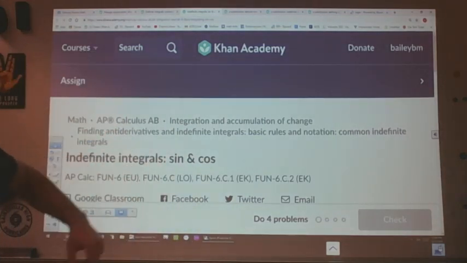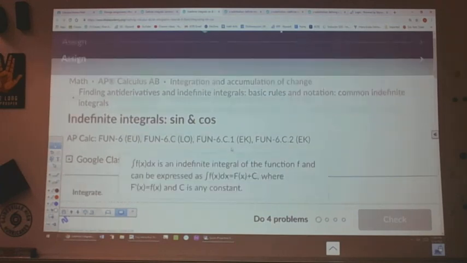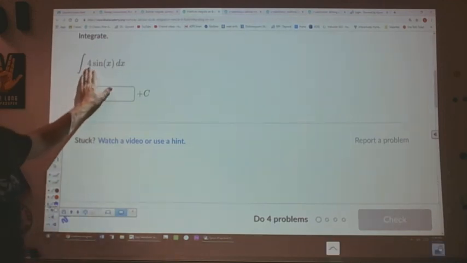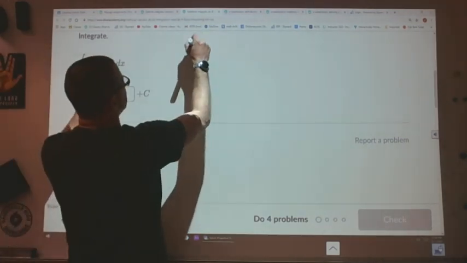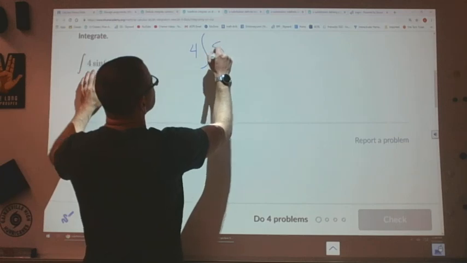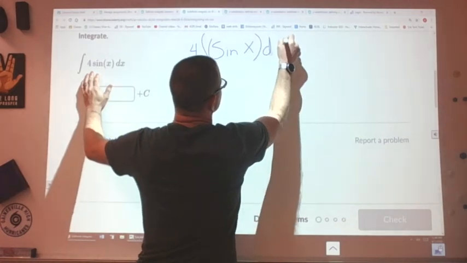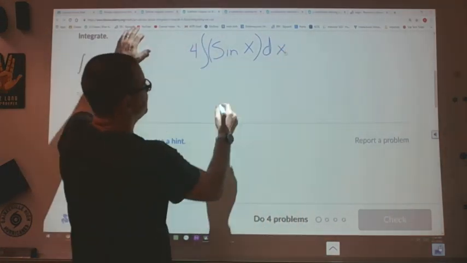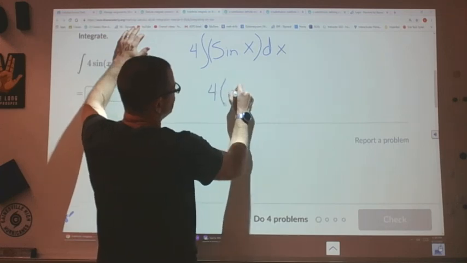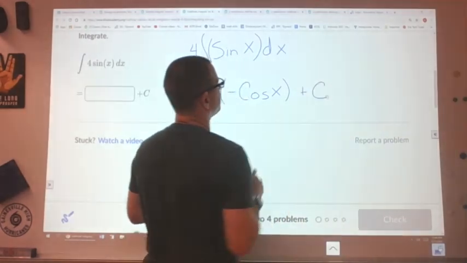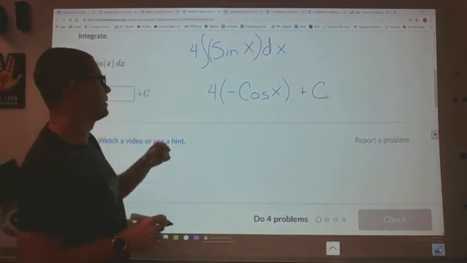Let's look at sine and cosine. So a little bit of the trigonometry. Obviously, we would like you to know more than just sine and cosine, but that's okay. So here, we have the integral of 4 sine x dx. I'm going to use a property of integrals to factor out the constants. And then I know, well, the integral of sine is negative cosine. So that's 4 times negative cosine x plus c. And then we just multiply. So it's going to be negative 4 cosine x.